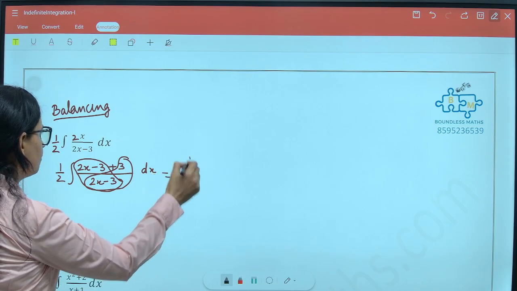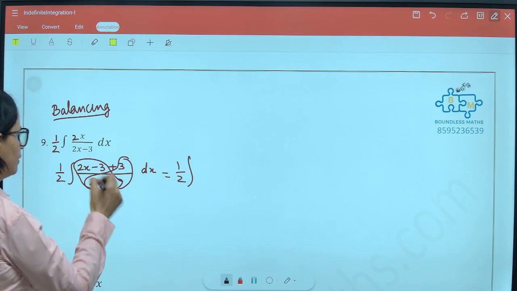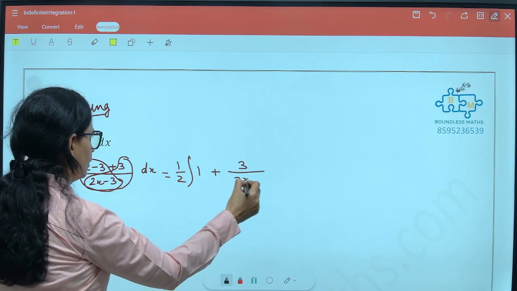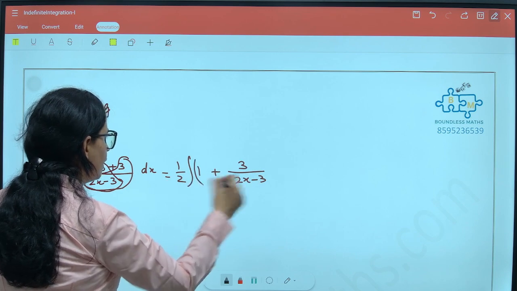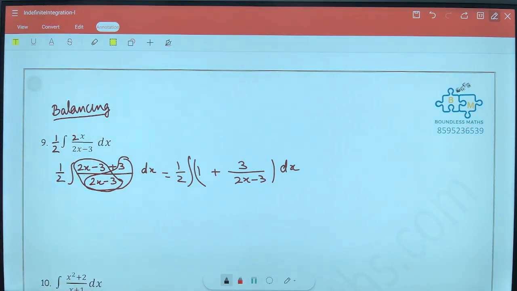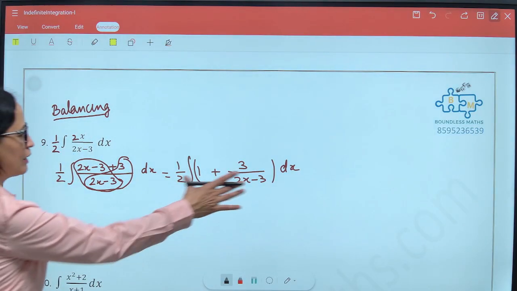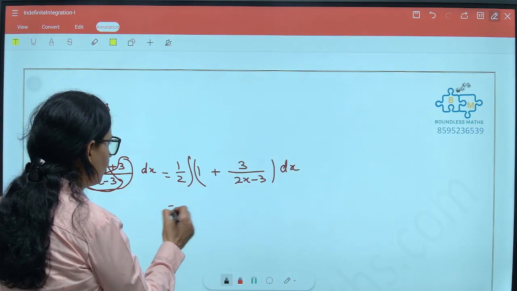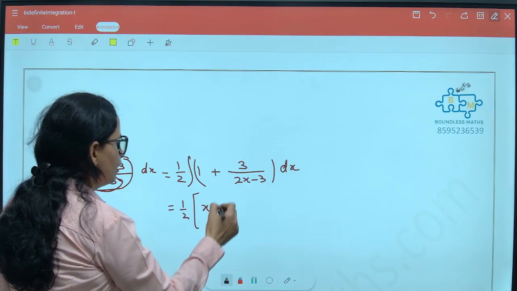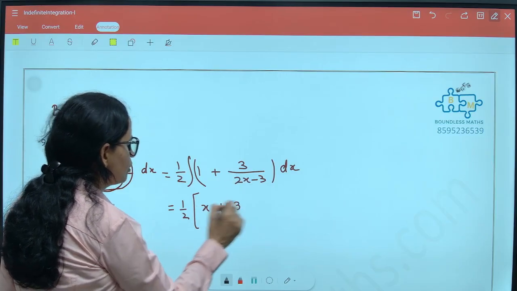So the integral becomes half, and then you have 1 plus 3 upon 2x minus 3. Put the brackets and then write dx. Right? Understood? Easy? So now you can integrate this expression very easy. You already have half outside, keep it out. Integral of 1 is x plus constant, you write the constant first.